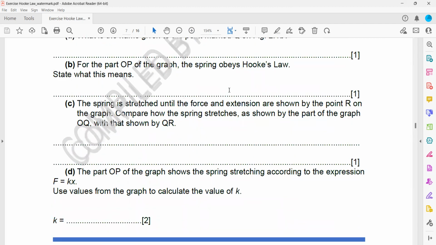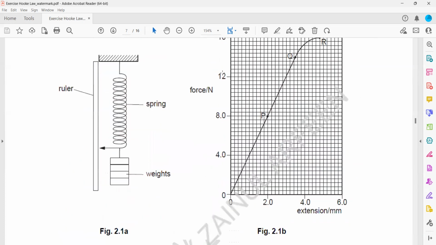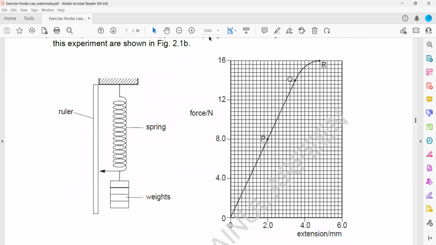A spring is stretched until the force and extension are shown by point R on the graph. Compare how the spring stretches as shown by part OQ and QR. So two parts are there of the graph. One is O to Q. Another one is Q to R.